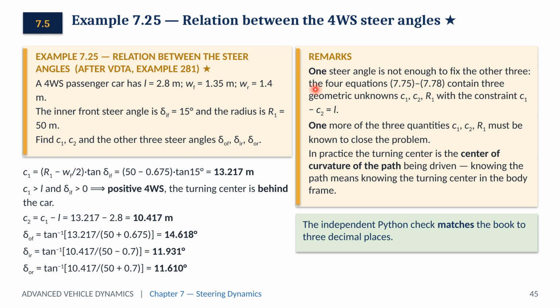Then C2 equals C1 minus the wheelbase, 10.417 meters, and the other three steer angles follow. The lesson: one steer angle alone is not enough.